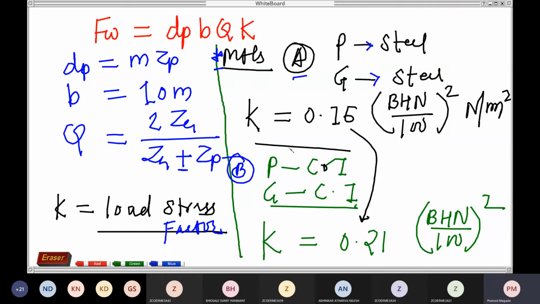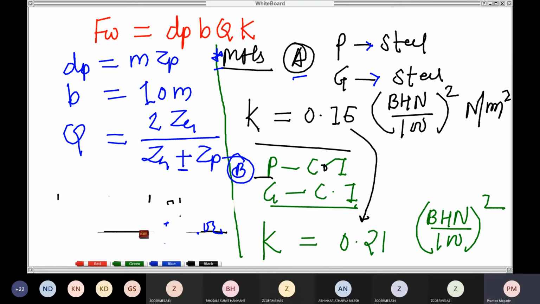The condition when the pinion is made up of cast iron and the gear is made up of cast iron, both made up of cast iron, then the value of K, the load stress factor, is 0.21 times (BHN by 100) squared. So this will be the condition for cast iron, as we have seen in the case of steel also.